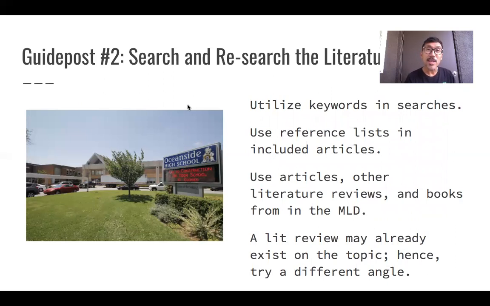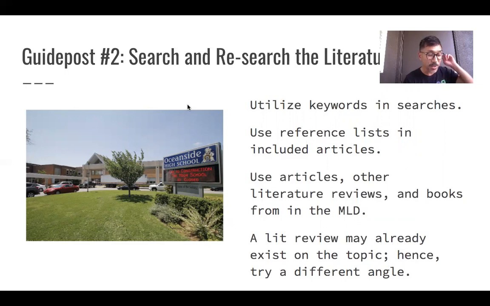Second, this is our second guidepost, search and research the literature. A mentor of mine once used the metaphor of fishing when looking for articles and other scholarly works. We fish for things to read in search engines such as Google Scholar and other sites using our own keywords. For instance, when doing a search for a topic on first-gen college students and their experiences, you may want to use the following keywords: first generation, college student, and experiences.